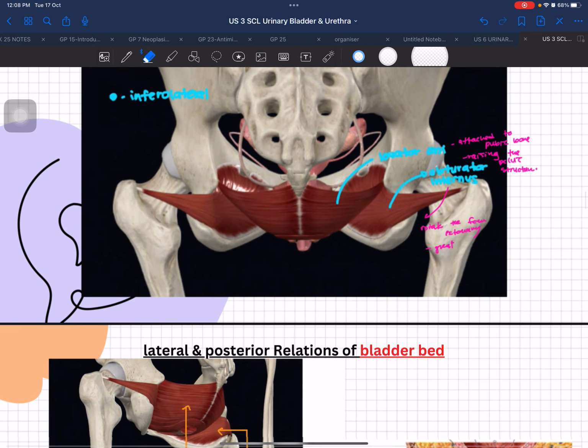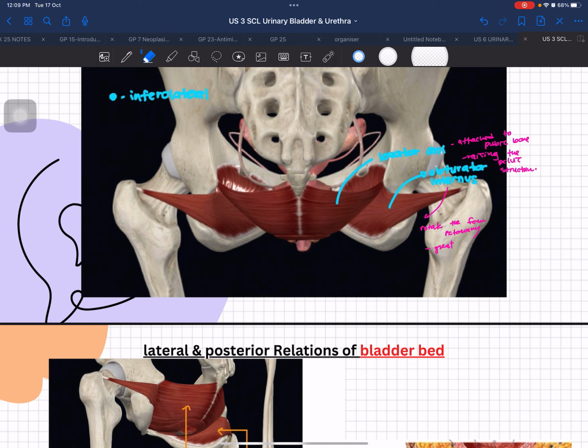Okay, for the superior parts, this is the behind view or posterior view. So for the inferolateral part, we have the levator ani muscle and obturator internus, while the superior part is the coils of intestine, which is above the urinary bladder.